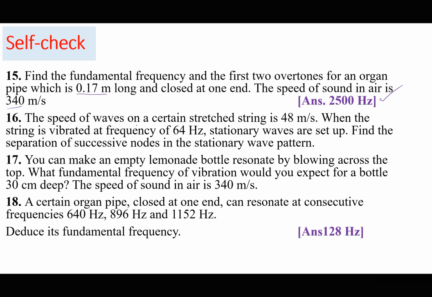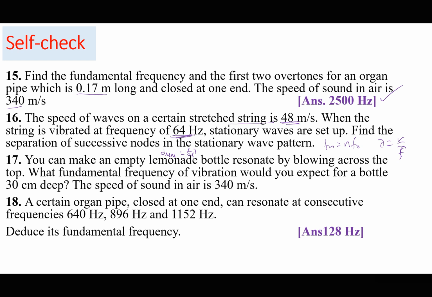The speed of waves on a certain stretched string, whenever it is a stretched string, you know that Fn is equal to n times F0. When the string is vibrated at a frequency of 64 Hz, stationary waves are set up. Find the separation of successive nodes in the stationary wave. Remember, the distance between a node and a node is equal to half of wavelength. So you just use this frequency and the speed to find the wavelength, because wavelength is v over f. Then distance is half wavelength.